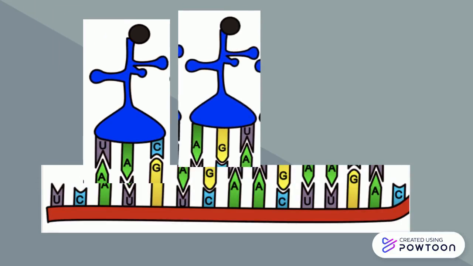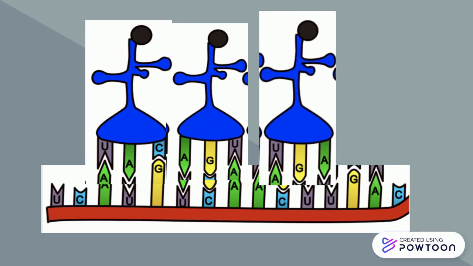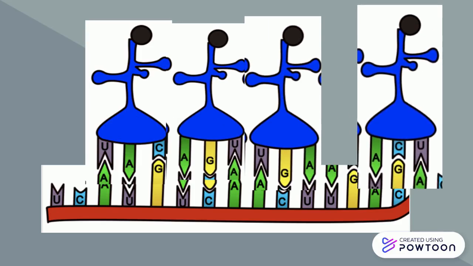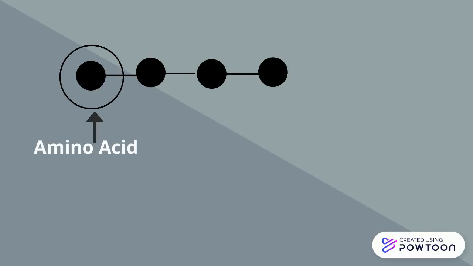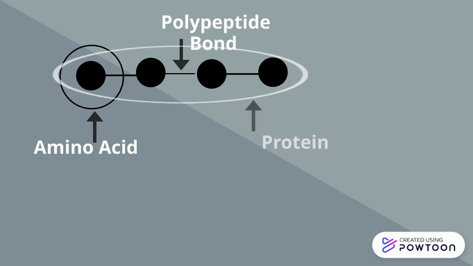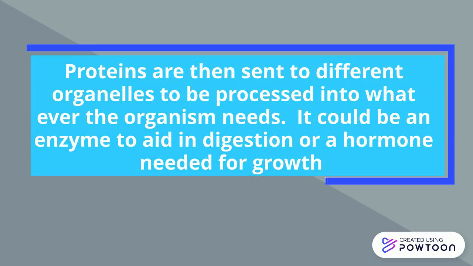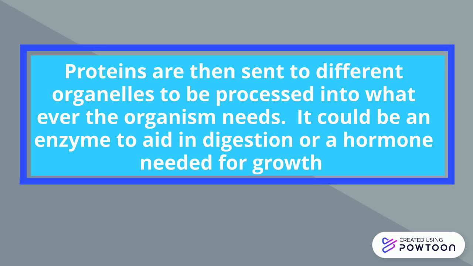Let's watch as the process of translation occurs in the ribosome. The final product is all the amino acids joining together by polypeptide bonds to make a protein. These newly made proteins are sent to other places within the cell to be made into other things the organism needs, like enzymes to digest food or hormones to grow.